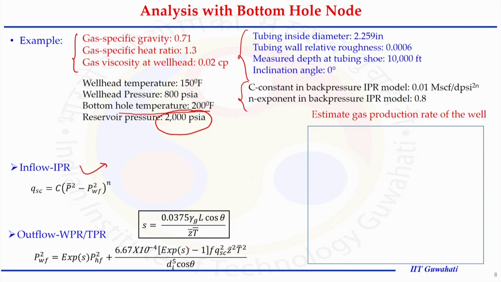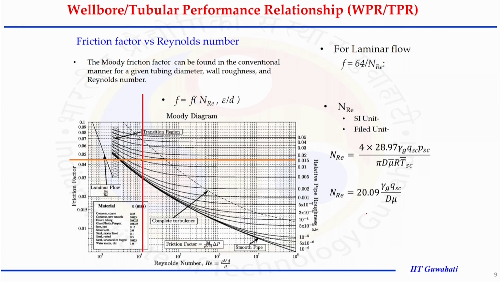But in the WPR curve you see S is given, and that S is gamma z L cos theta over z bar T bar, where whichever bar here is calculated at average conditions. We need to calculate the average temperature and average pressure. At that average pressure we can calculate the compressibility. Another important point is this F, and this F can be calculated with the help of either the chart or by knowing the Reynolds number. We can use some mathematical expressions, given in the literature, to calculate the value of F. Remember this F can be either a Fanning friction factor or a Moody friction factor. In our case, it is a Moody friction factor.